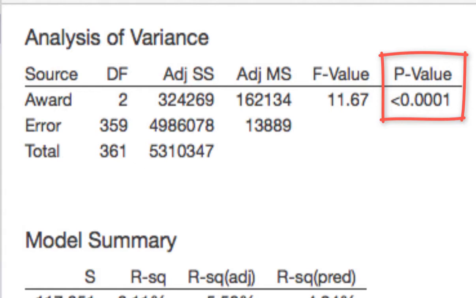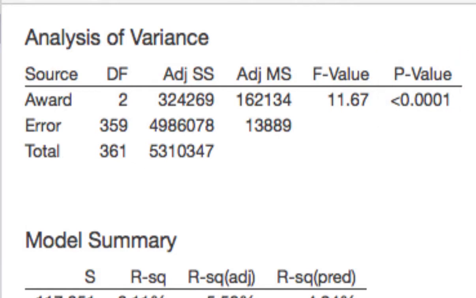Remember that an ANOVA is an omnibus test, so this just tells us that there's a difference somewhere. It doesn't tell us where the difference is. To determine where the difference is, we'll have to look at our Tukey pairwise comparison output. We'll get to that shortly.